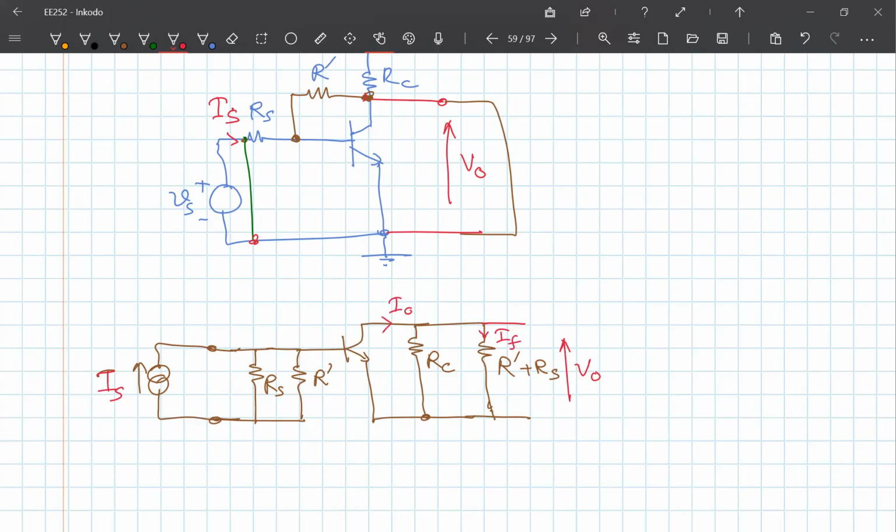So therefore, my output is a voltage, but my feedback signal is IF. What we need is beta is equal to IF divided by V out. Correct? Right. So this should be in the direction it has to be.